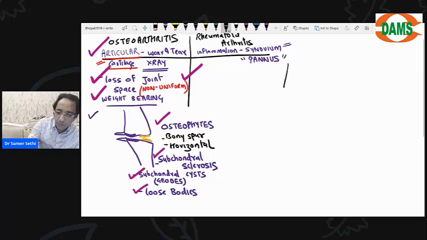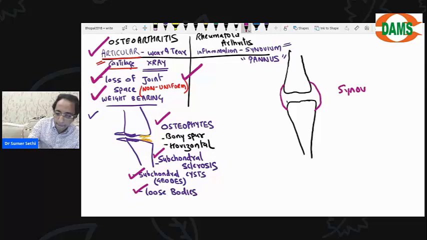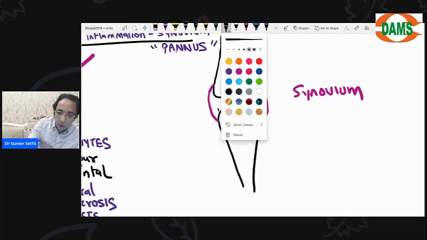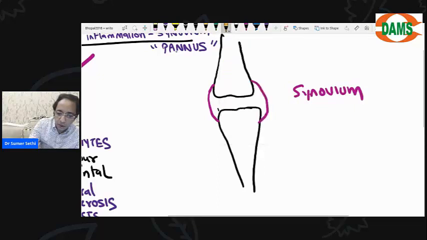Please see with me. Suppose this is your joint. This is one bone. This is another bone. This is your synovium, the lining of the joint. And the joint is covered with cartilage. So this is where you have your articular cartilage.